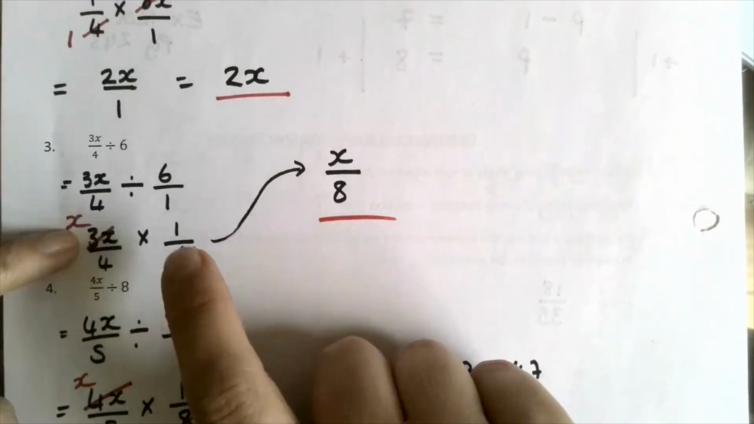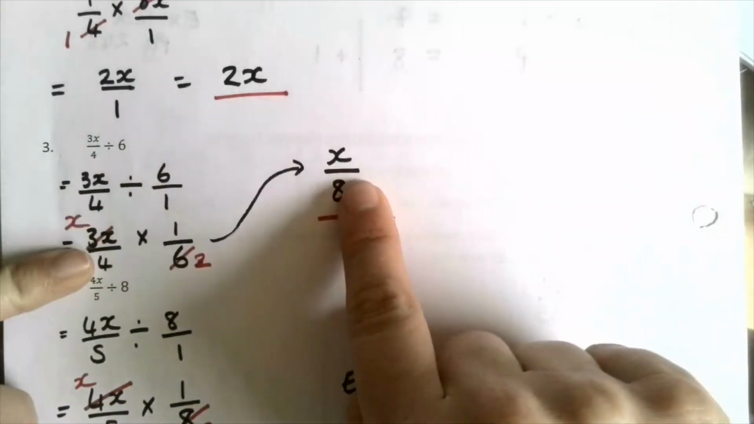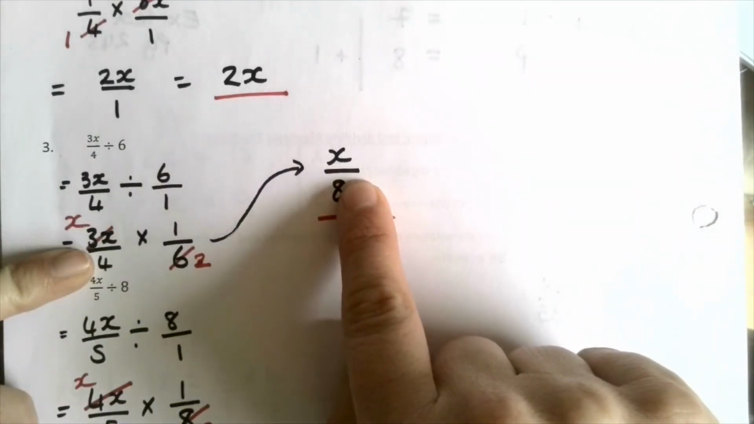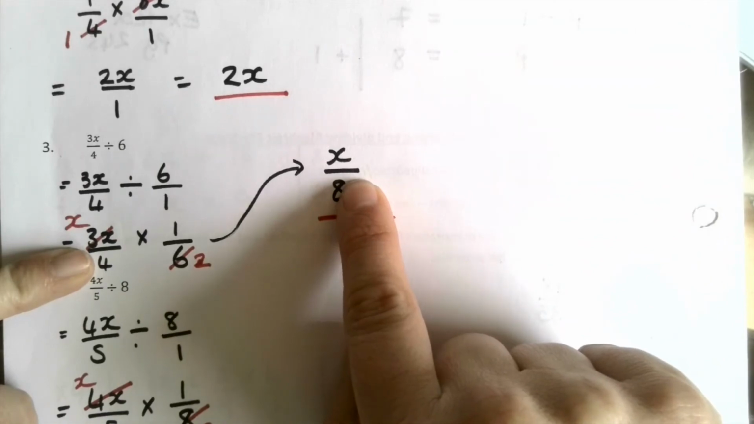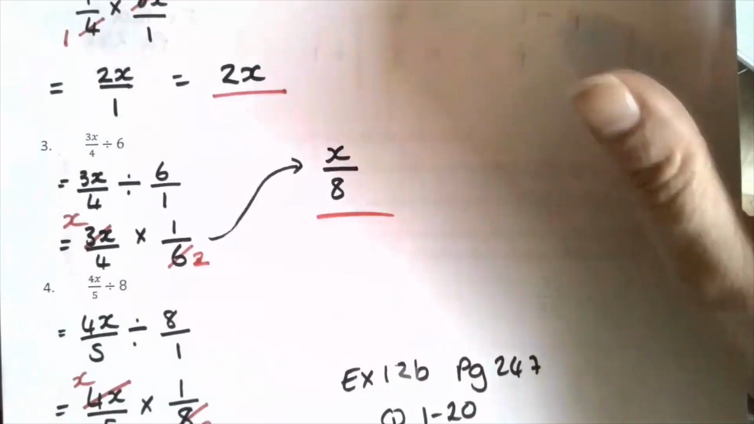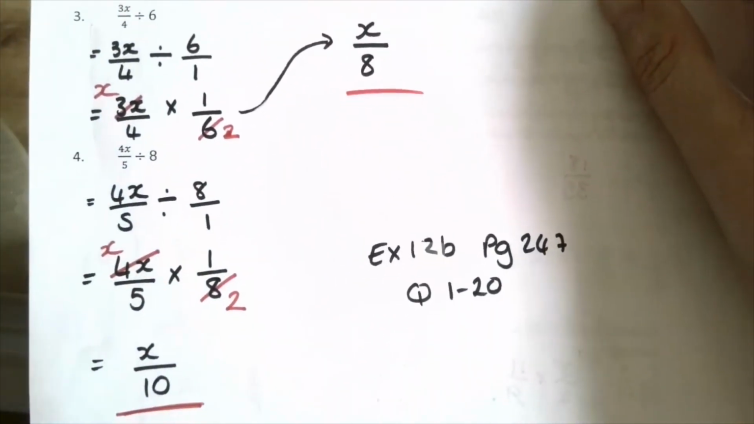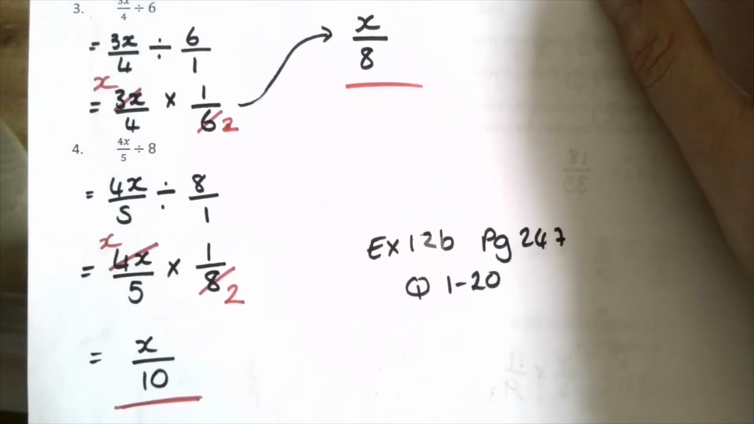Now if we'd forgotten to cancel at this stage, that would be fine. We just would have had an answer here that would need simplified or cancelled. So it's okay if you leave it to the end, but if you leave it to the end you might find you've got big numbers that you're working with, and it ends up being a little bit more tricky.